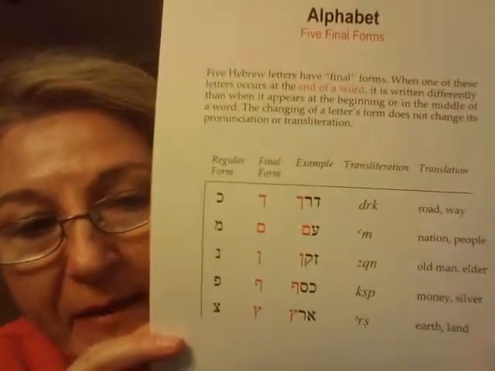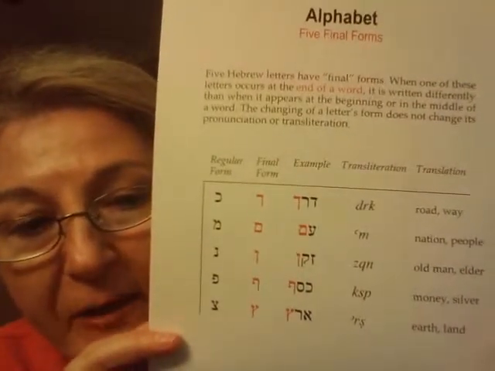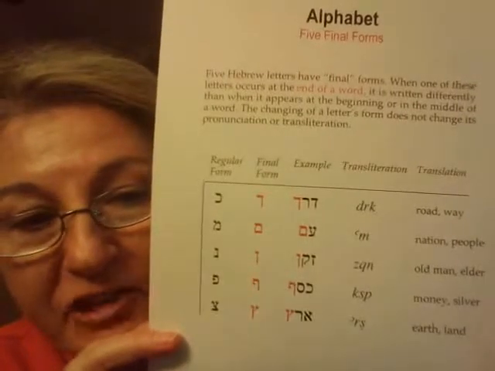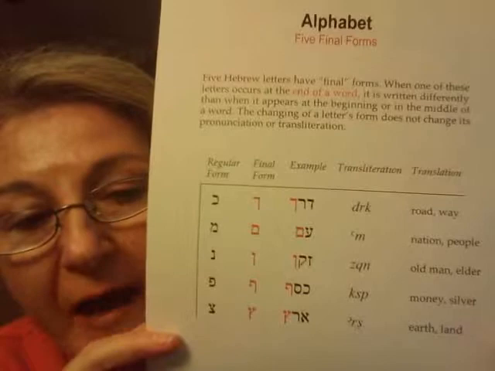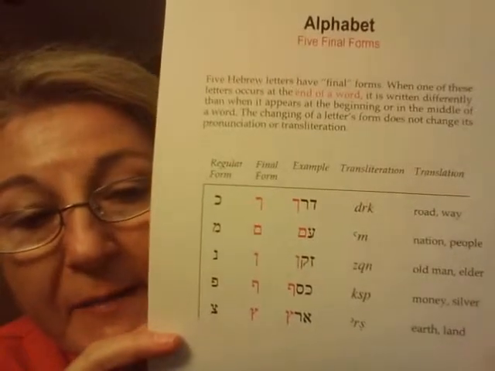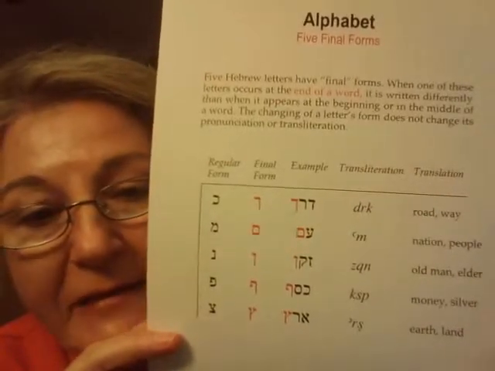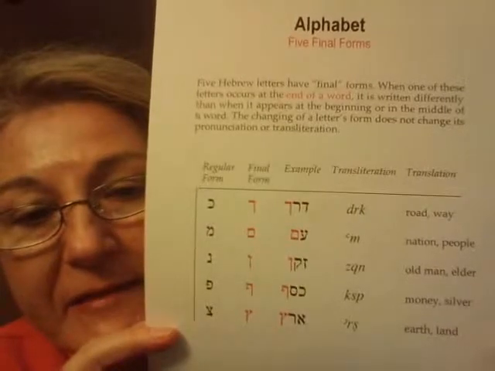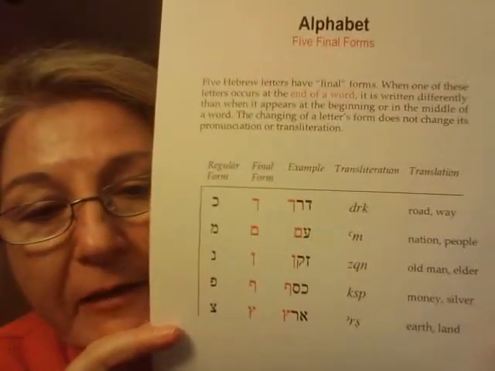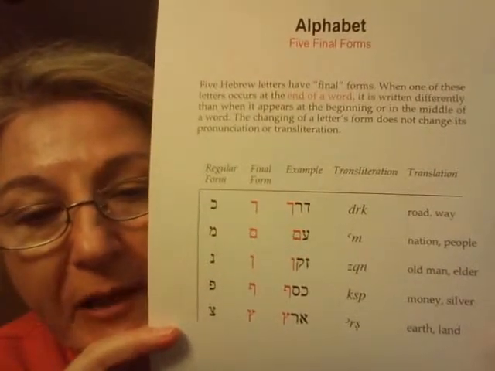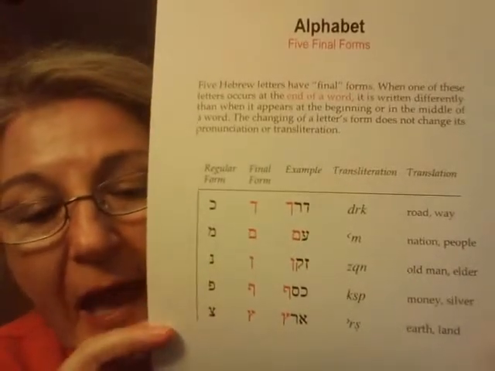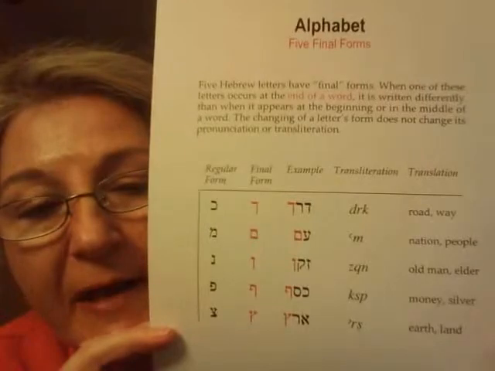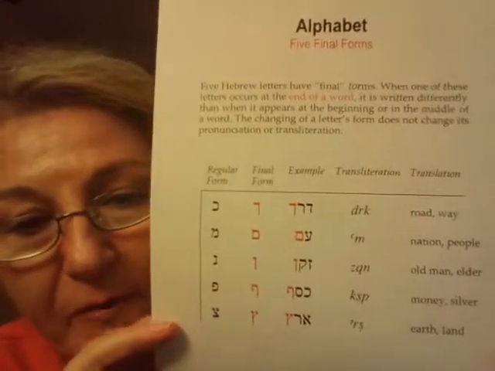Now, the mem, you see it in its regular form. It looks a little like a cursive G, but in its final form, it completely closes off and looks like an upside down Q. And the mem has the M sound. Here we have the word, remember, the yod is silent. The aleph is silent, and it's pronounced am and it means nation or people.